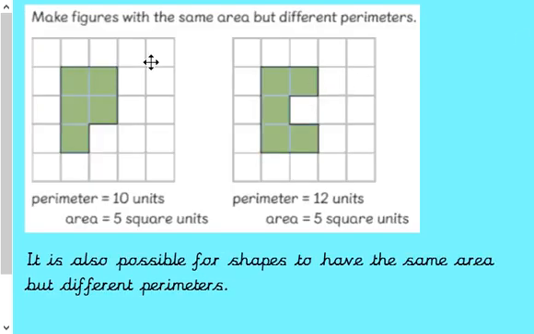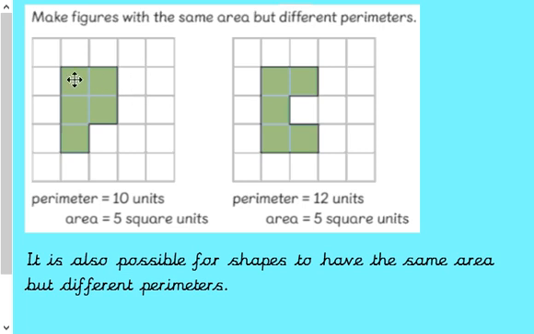Now these two shapes, or these two figures, are slightly different. They're not the same shape. They do have the same area, but they have different perimeters. So it's possible to see that you can have a shape with the same area, but a different perimeter.